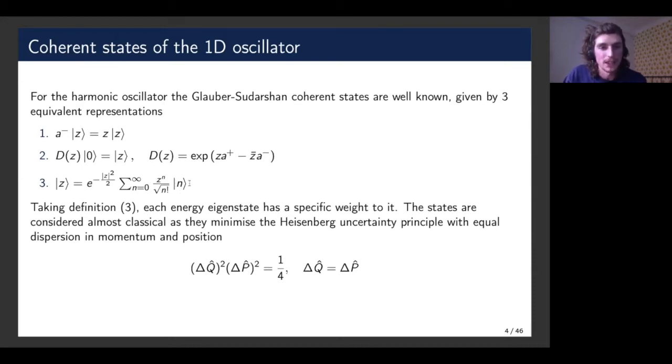each energy eigenstate is weighted by the coefficient z^n over the square root of n factorial. It's also worth mentioning that these states are minimal uncertainty states, and the uncertainties are equal, the dispersions equal in their momentum and their position. And so we'll focus in this talk on generalizations of the state of the form 3 here, where we encounter problems when the states |n> include degeneracy.